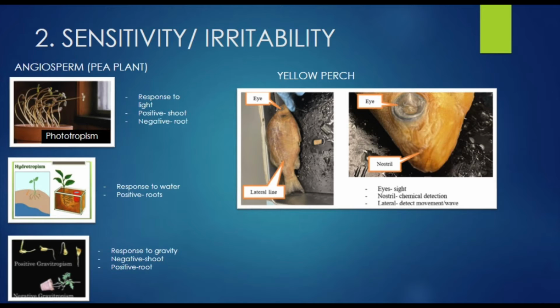Fish also have eyes with a round lens and focus by moving the lens forward or backwards, rather than constricting their pupil, and make quick focus to see potential prey. For both, the similarity is that both are sensitive to changes in environmental conditions. However, these conditions are different. For example, the pea plant is sensitive to light, water, and gravity, while the yellow perch is sensitive to movement.